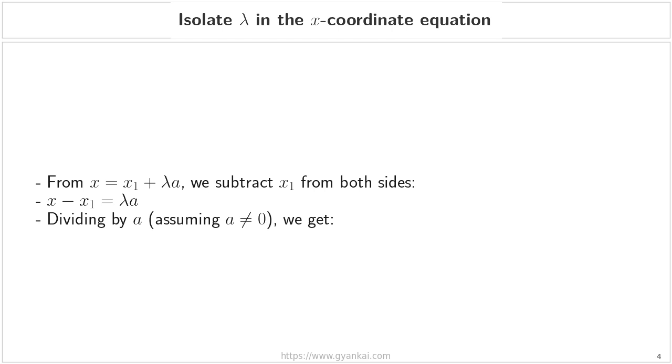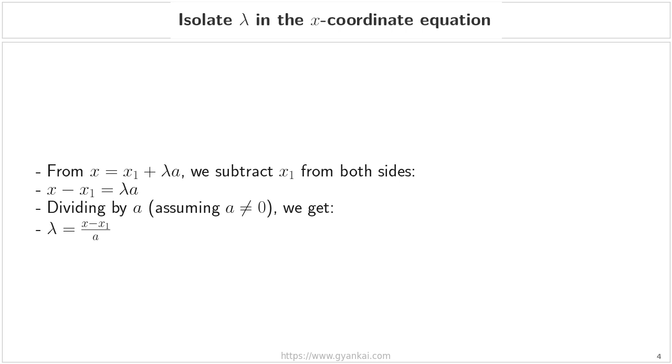Next, to get lambda by itself, we divide both sides by a. Just a quick note here. We must assume that a is not equal to 0 to avoid division by 0. Once we do that, we arrive at lambda equals the quantity x minus x sub 1, all over a. We will repeat this exact same logic for the y and z coordinates in the next few slides to eventually link them all together.